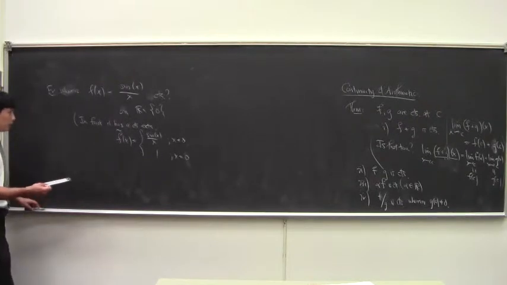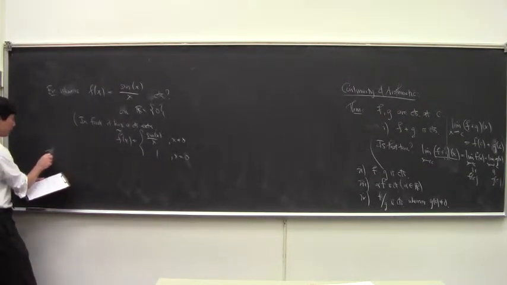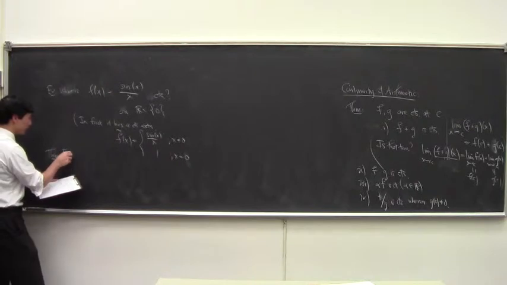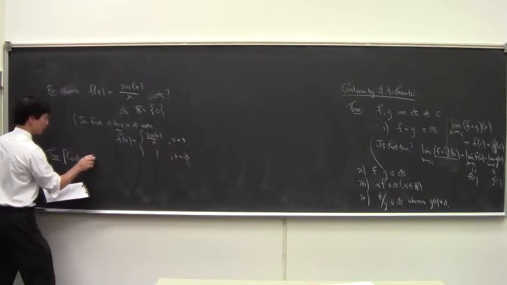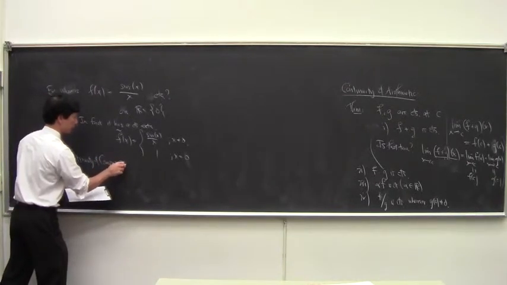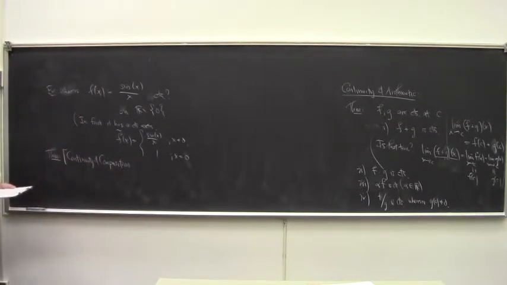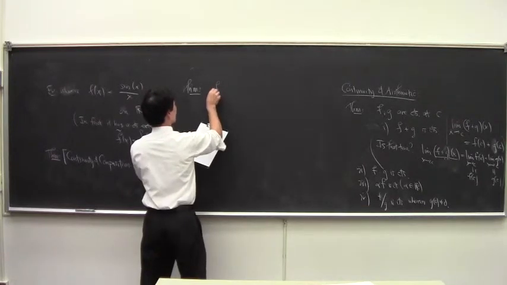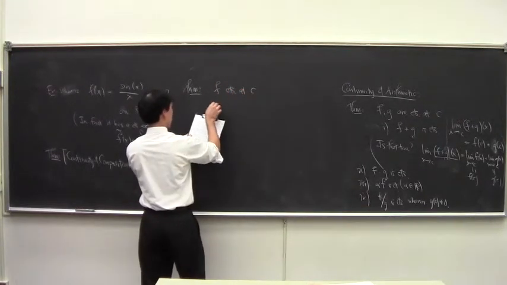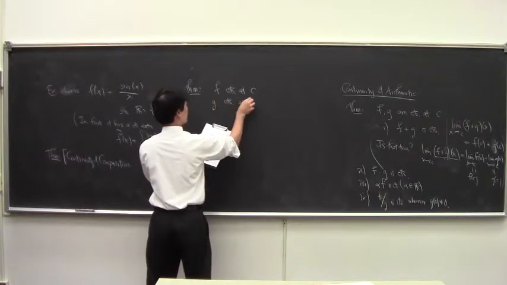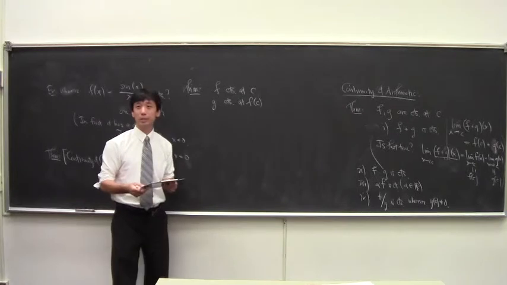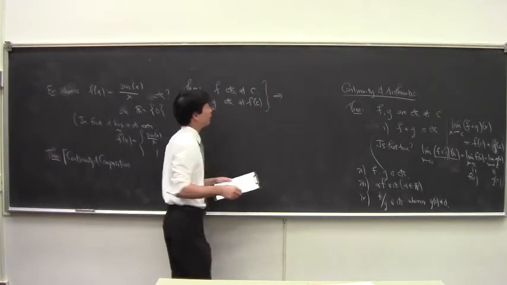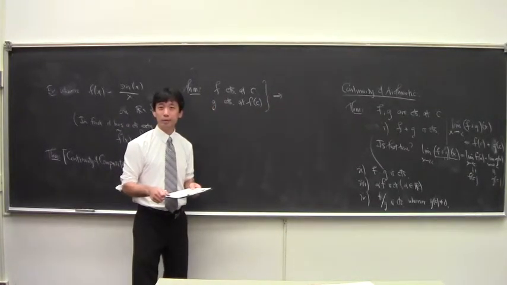Okay. Another important theorem about continuity is about continuity and composition. So you have one function that's continuous at c, and you have another function that's continuous at f of c. Then what am I going to say? What's going to be the punchline?